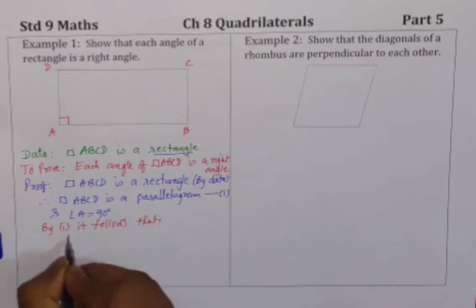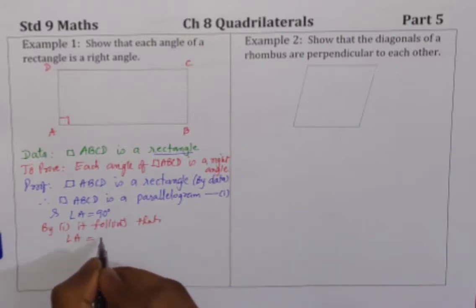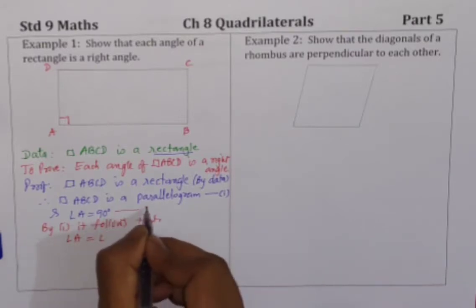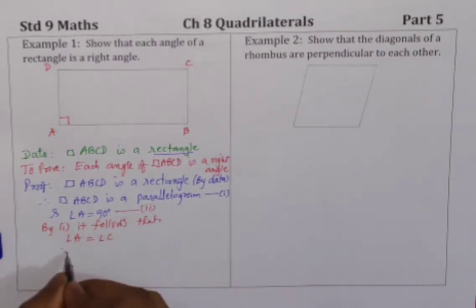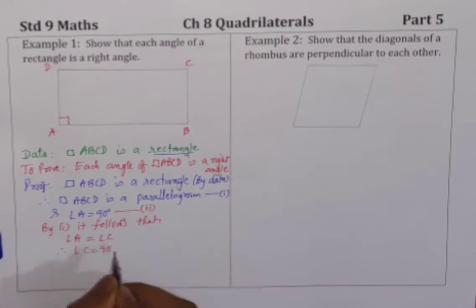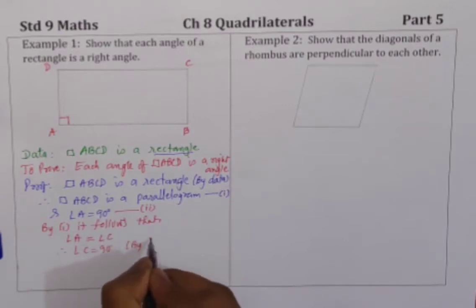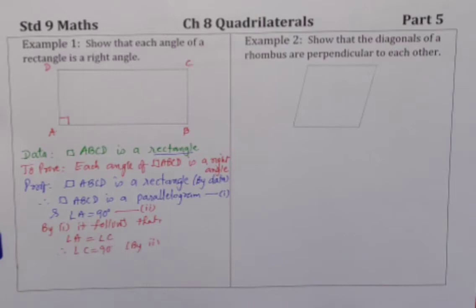that angle A equal to angle C, इसको 2 कह देते हैं. Therefore, angle C is also 90 by 2. Because A is 90, C is also 90. Okay? Again, by 1, it follows that.